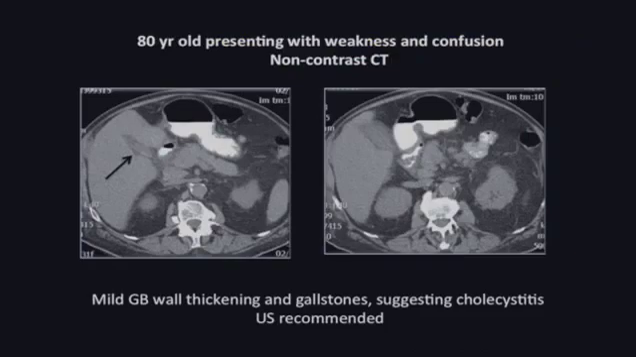Here's an interesting case. 80-year-old patient who presented with weakness and confusion. Non-contrast CT shows a gallbladder with probable gallbladder wall thickening and maybe a tiny gallstone.